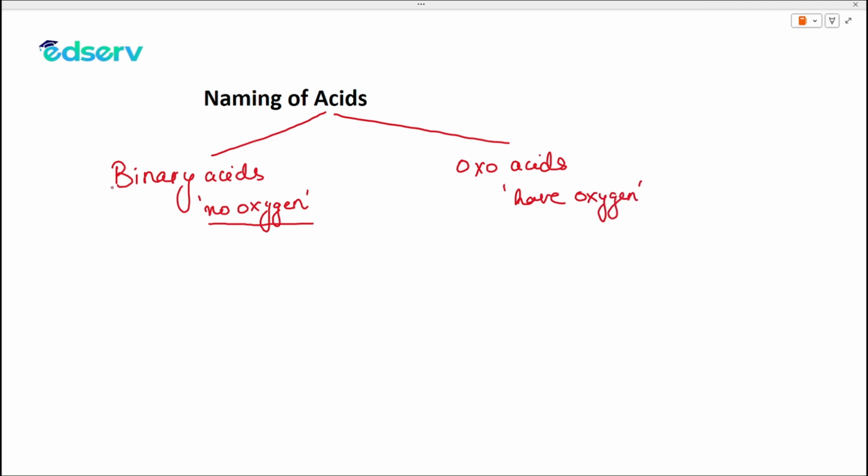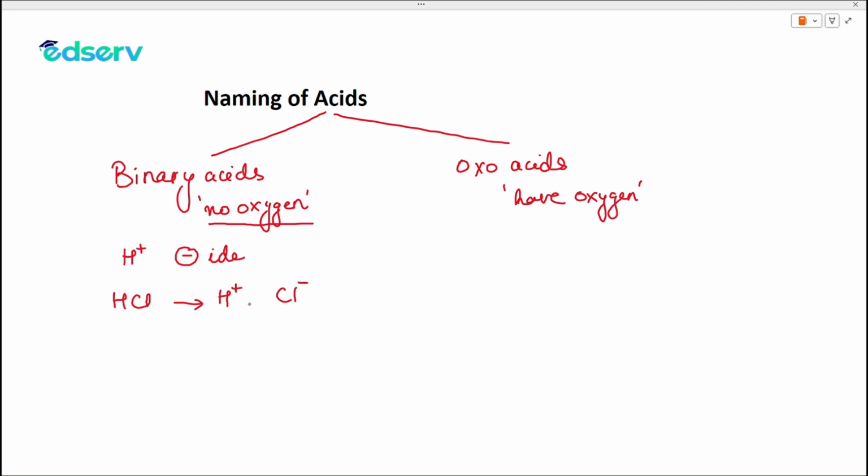Now, first we look into the process of naming of binary acids. Binary acids are formed with a combination between an H positive ion and a negatively charged ion, which usually will end in an ide. Let us take an example. We have HCl. If we try to break it down, it is made up of H positive and Cl negative. We can see that the negatively charged ion does not have any oxygen atom in it. So we are going to be considering it as a binary acid.